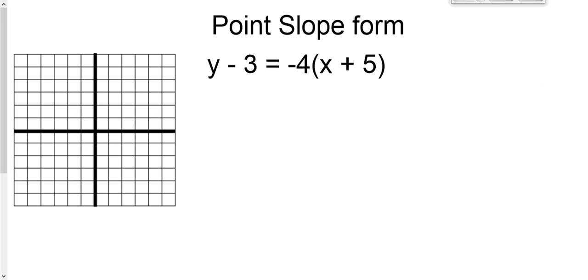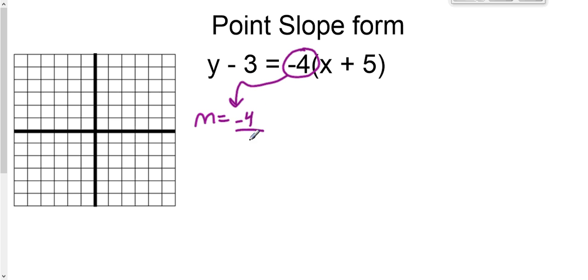Point slope form, very, very similar. The only difference between point slope form and slope intercept form is we're not going to start on the x or y axis. Let's say 99% of the time we won't start on this axis. We probably won't even start on the x-axis either. First piece of information to grab is our slope.